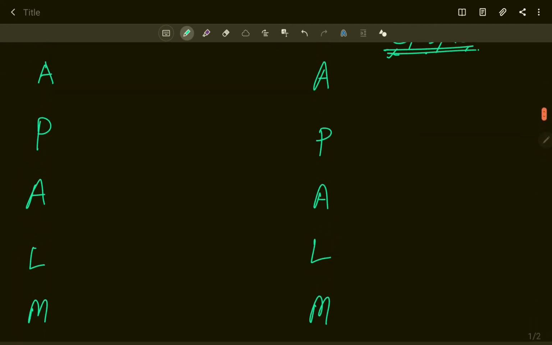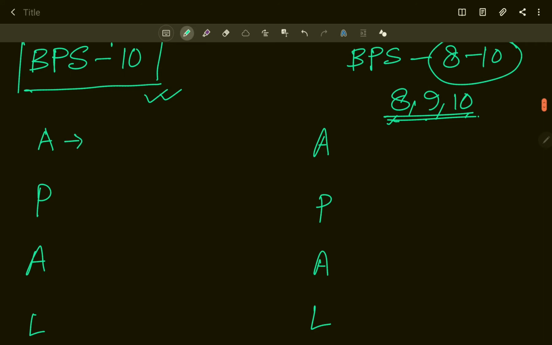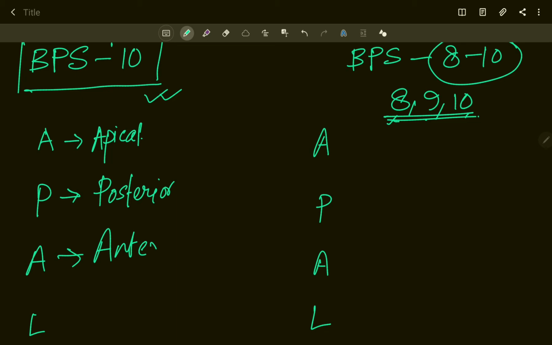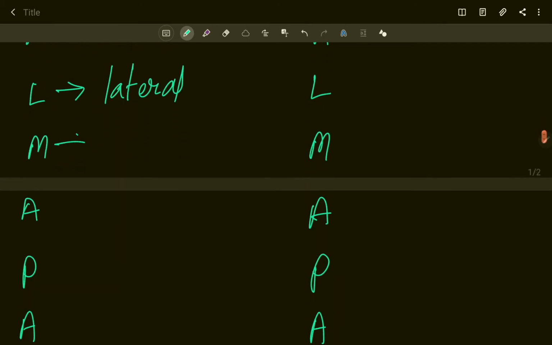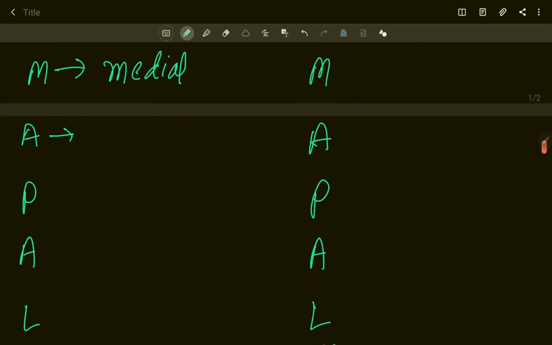Okay, so A for apical, and P for posterior, A for anterior, L for lateral, M for medial. Once again A comes.